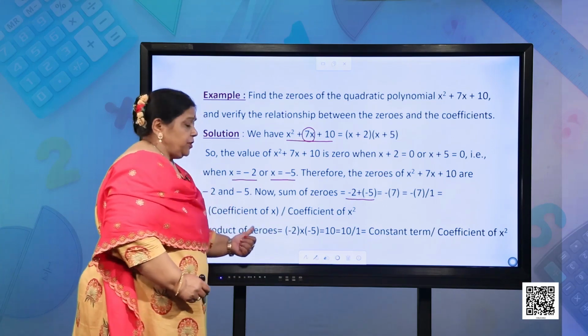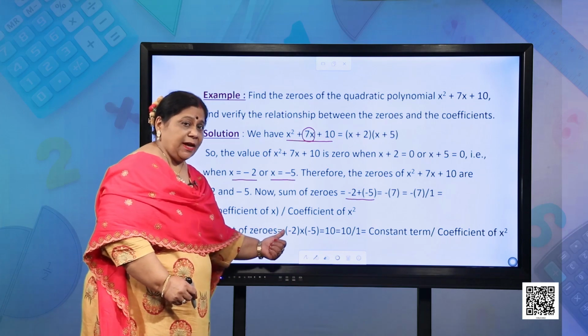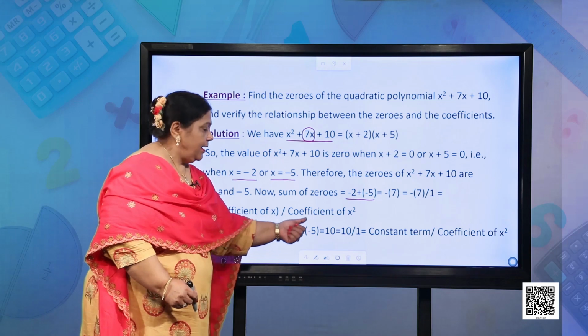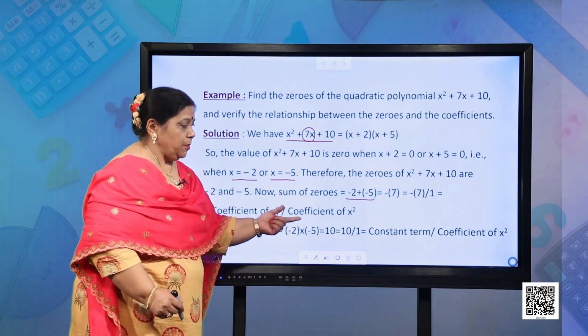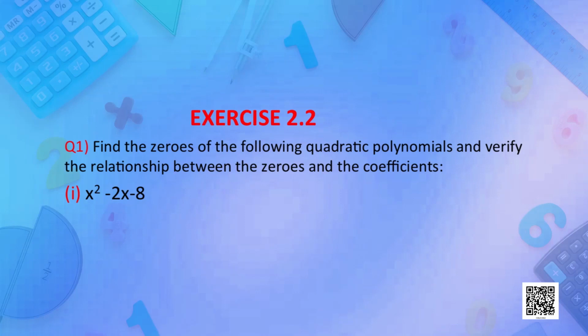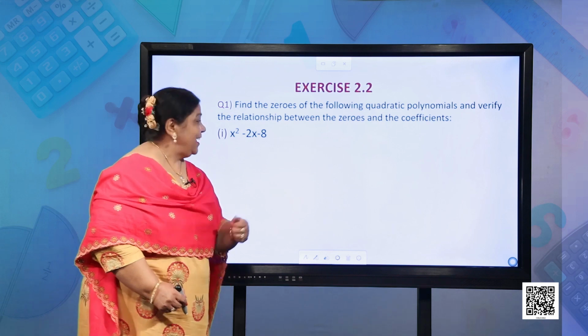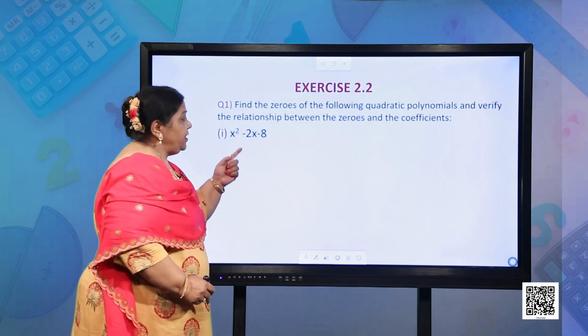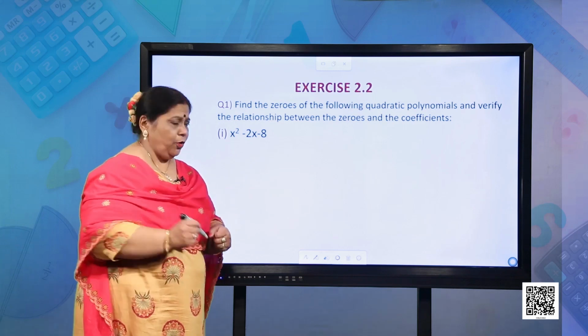Same way, the product of zeros, see here, minus 2 into minus 5 is plus 10, that is nothing but c upon a, 10 upon 1, constant term upon coefficient of x square. Having done this, now let us start with exercise 2.2. What does the first question say? It is: find the zeros of the quadratic polynomials and verify the relationship between the zeros and the coefficients.